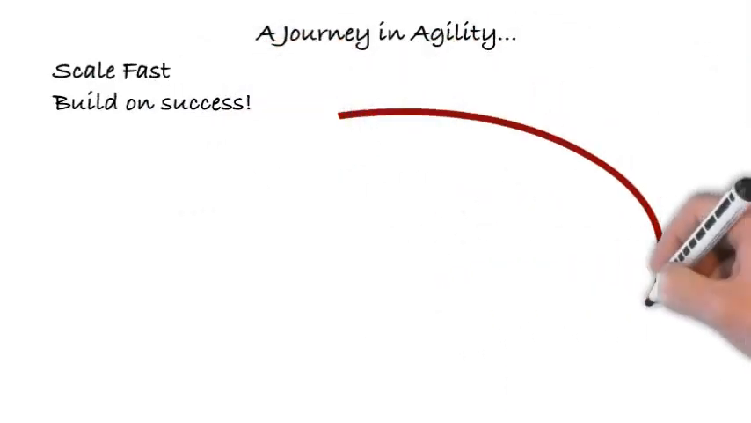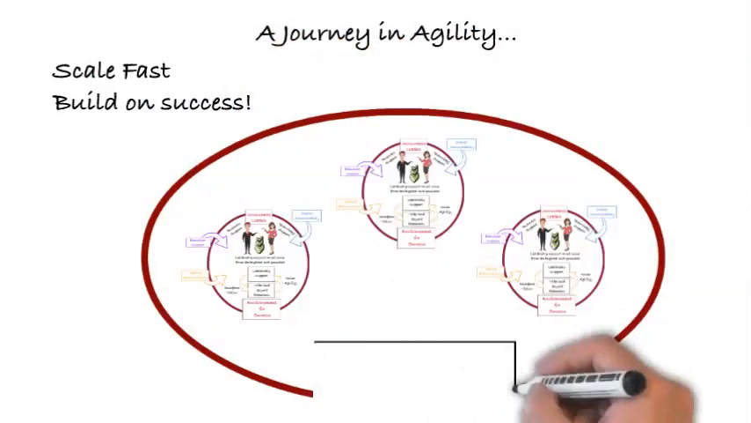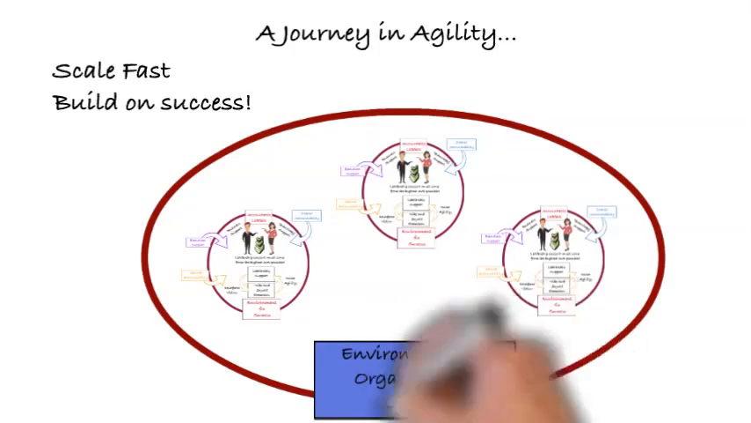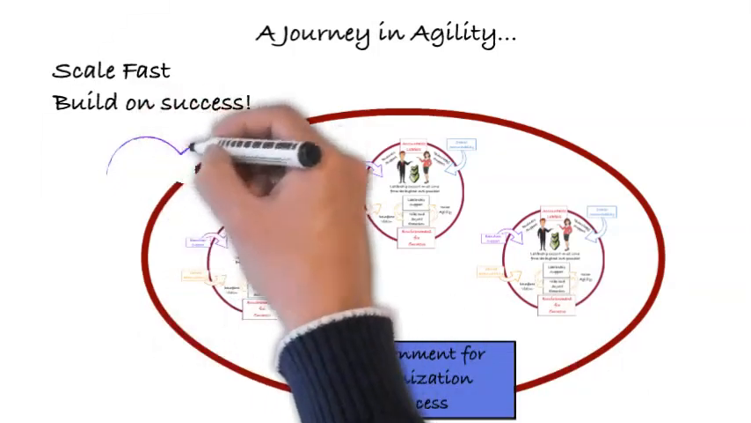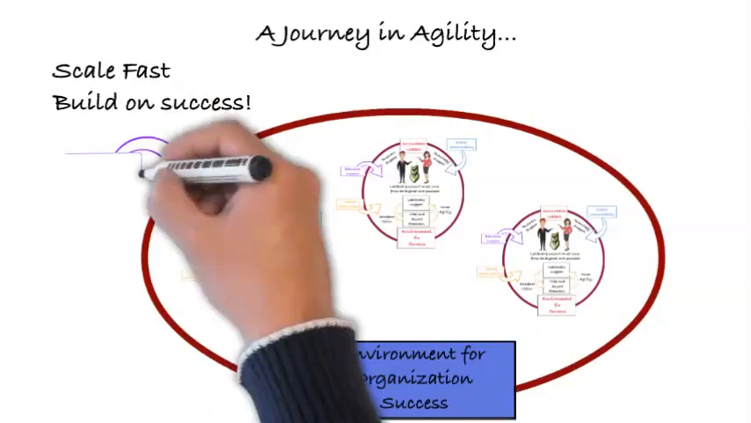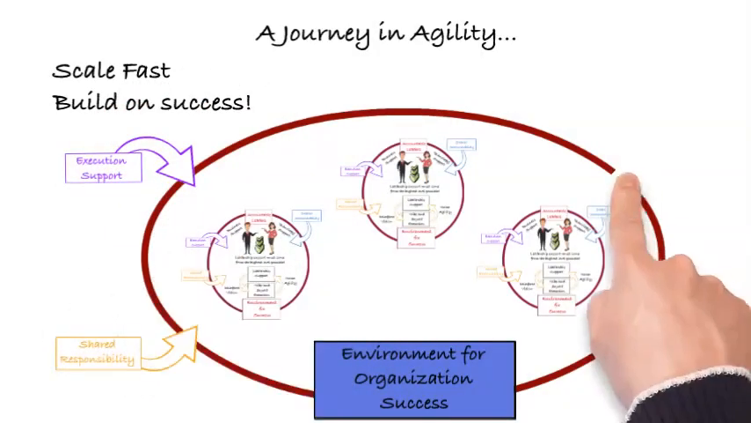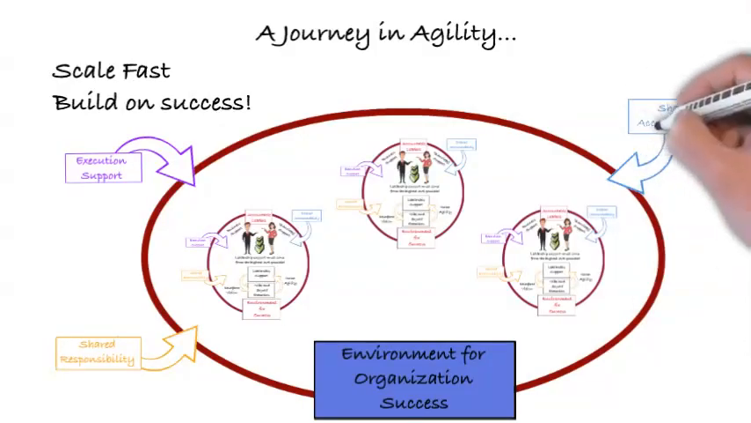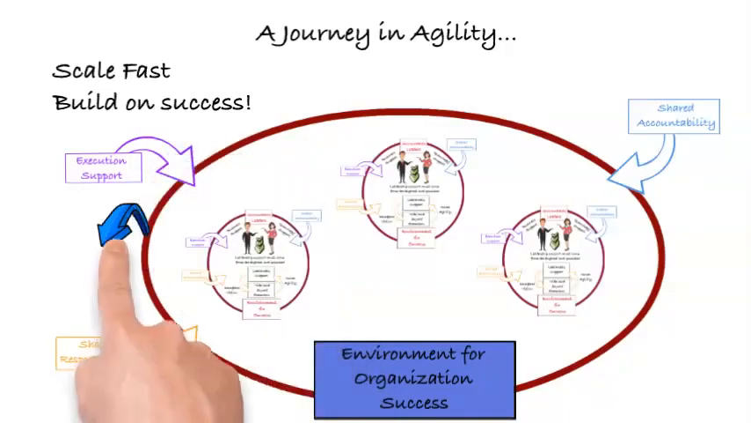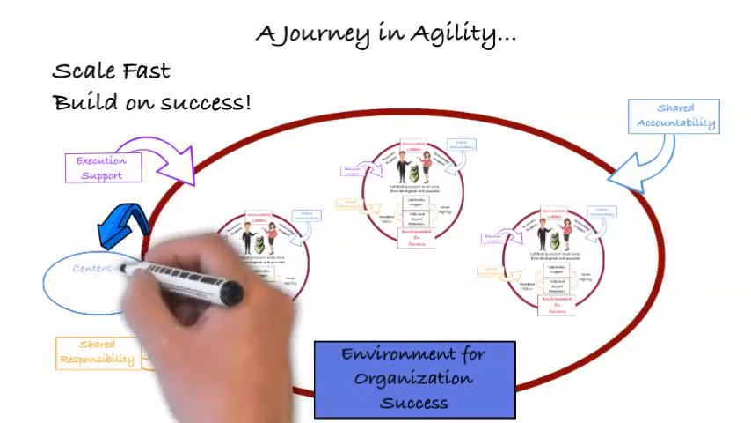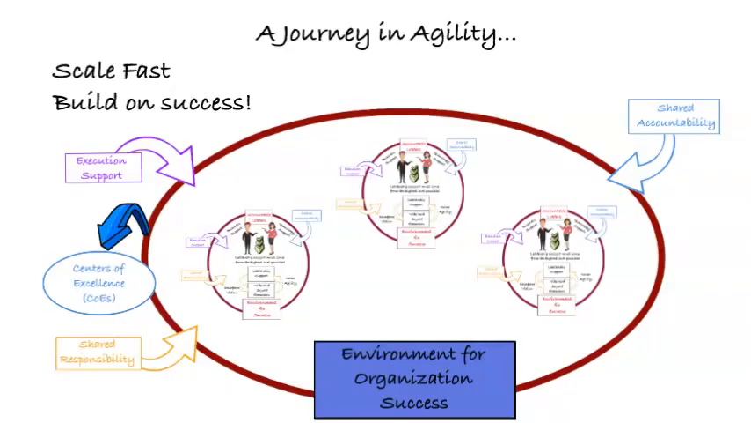Now that we've created our three successful squads, it's time to create an environment for organizational success. Our cultural norms of execution support, shared responsibility, and shared accountability need to be spread across the entire organization. In addition, we need to start creating centers of excellence, or COEs. These centers leverage the knowledge and experience gathered to date and lead others down their path to Agile success.